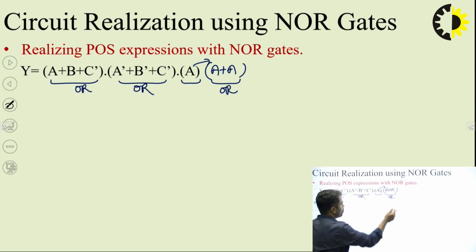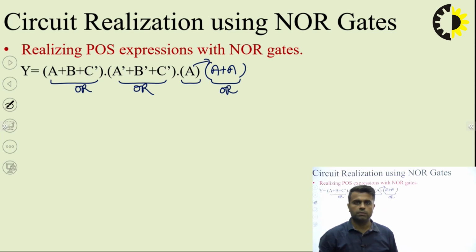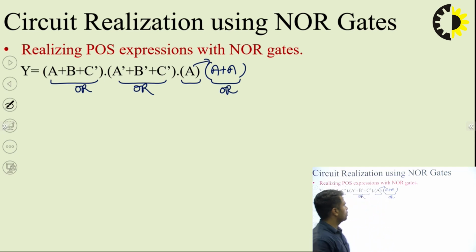Now there are 3 OR gates, and all these OR gates will be multiplied together by using another AND gate. This becomes OR AND form, and OR AND form can be easily realized using NAND-NAND. So let's draw the circuit for the same.